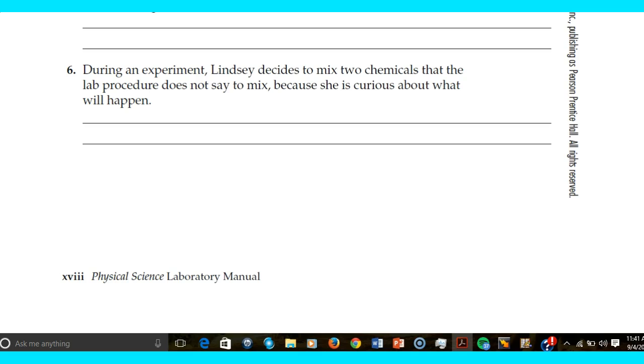Number 6. During an experiment, Lindsay decides to mix two chemicals that the lab procedure does not say to mix because she is curious about what will happen.